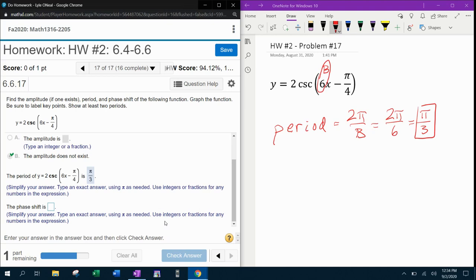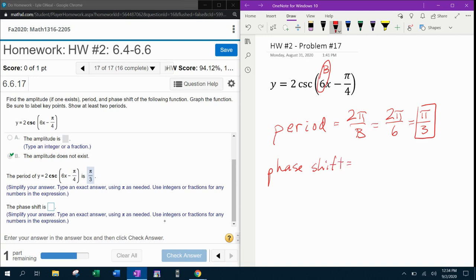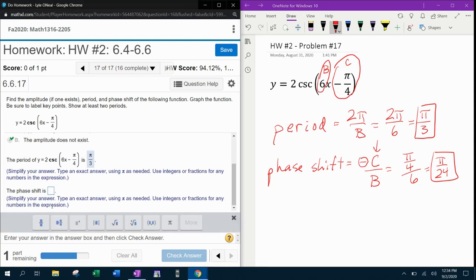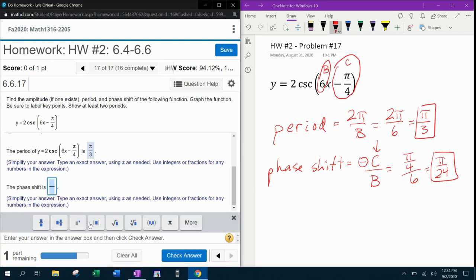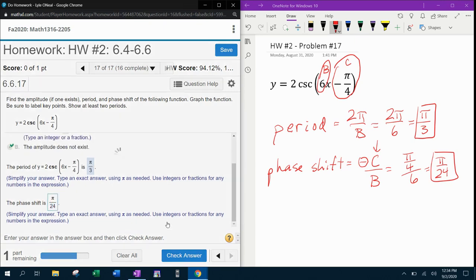And our phase shift. The formula for the phase shift is negative c over b. C in this problem is negative pi over 4. So when I plug that in for C, notice there is already a negative, and two negatives are going to make a positive. So that'll be positive pi over 4 over 6, which will simplify to pi over 24. Holy cow, that's a small phase shift. I hope it's right. Let's see. As a fraction, pi over 24.